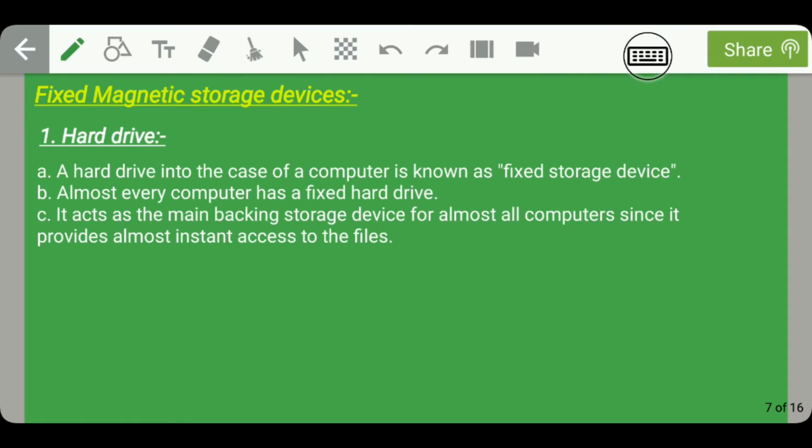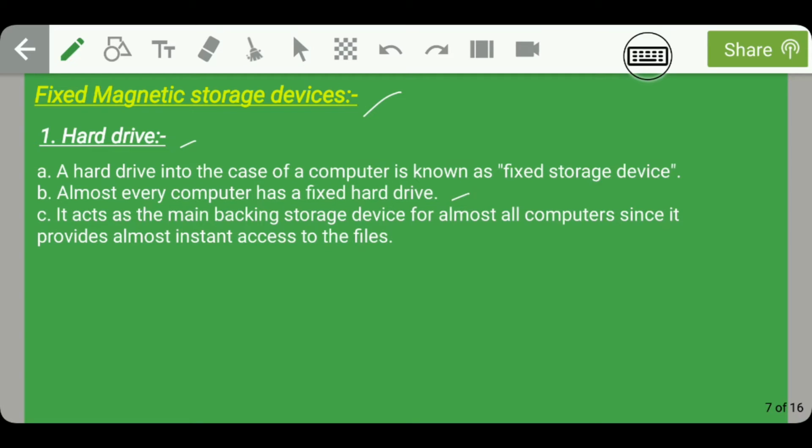Guys, moving on to the second type of magnetic storage devices, these are fixed magnetic storage devices. A hard drive comes under the category of fixed magnetic storage devices. A hard drive in the case of a computer is known as a fixed storage device. That is, in a computer, there is a case in which this hard drive is fixed, which means that we can't remove it. Guys, almost every computer has a fixed hard drive.